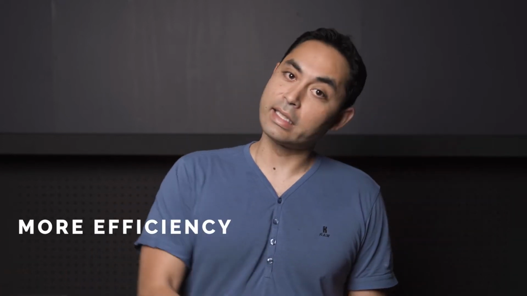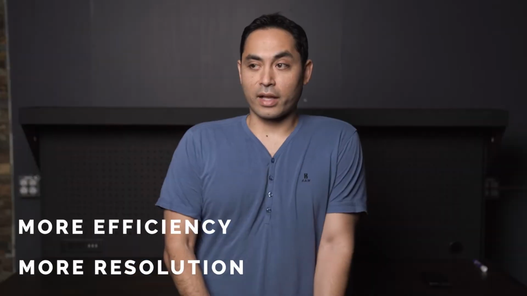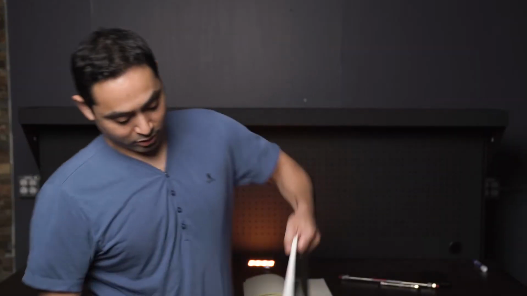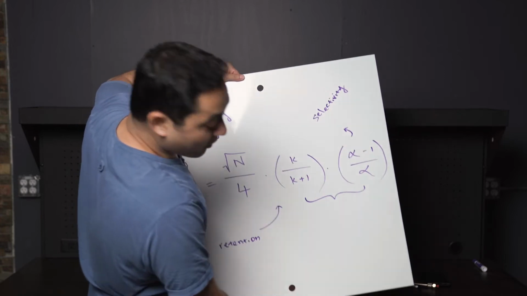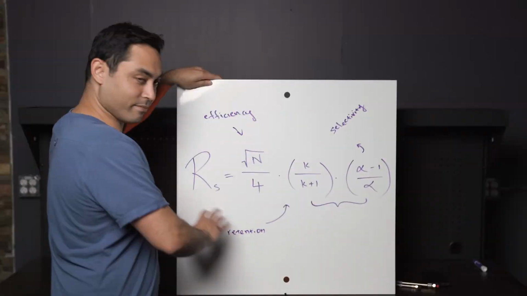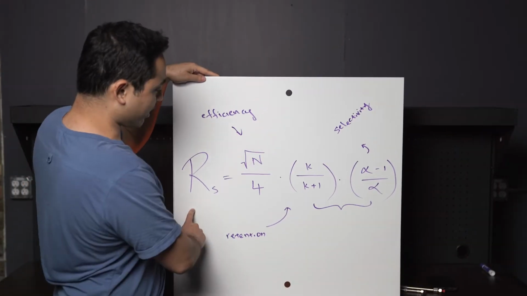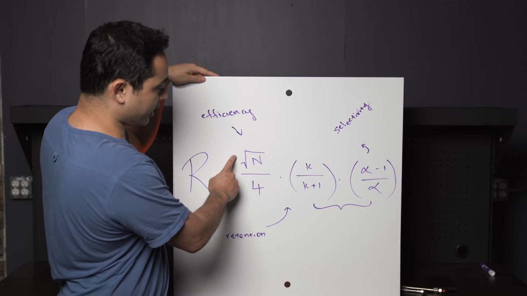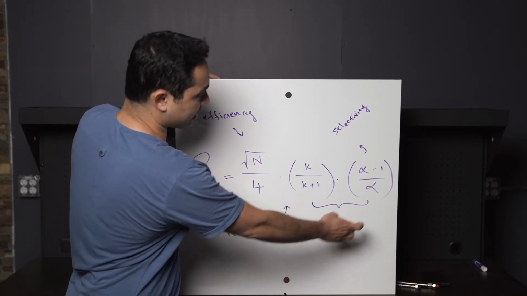UHPLC means you get more efficiency because you get more plates. More plates is more efficiency, which ideally means more resolution. So that's going to be better, right? So here we have the resolution equation. I know, busting out the math, right? I'm going to try to make this as simple as possible. This is resolution, this is efficiency, this is retention, and this is selectivity.